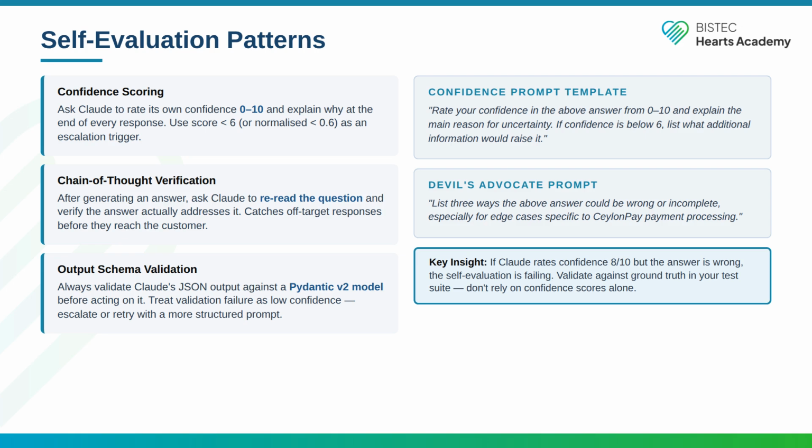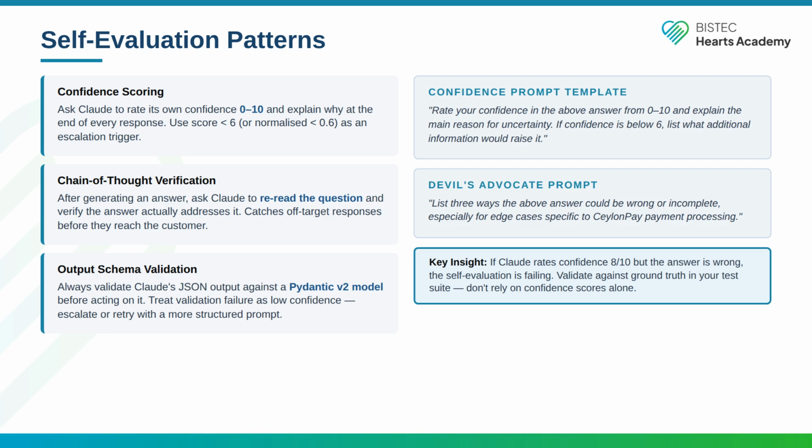Chain of thought verification takes the generated answer and asks Claude to reread the original question and confirm that the answer actually addresses it. This catches off-target responses, situations where Claude answered a slightly different question than was asked. Because it requires an extra API call, use it selectively on high-stakes decisions rather than on every response.